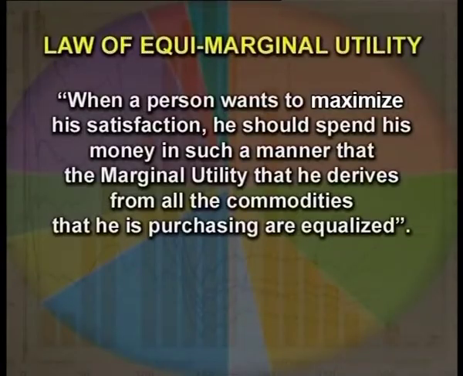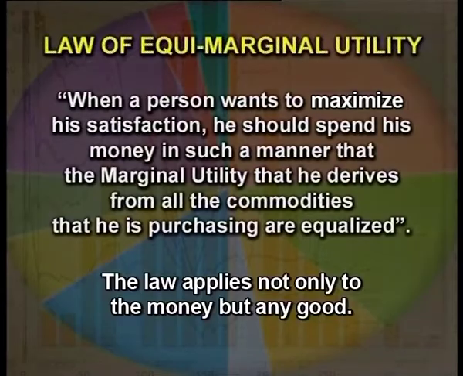Now, the law states that when a person wants to maximize his satisfaction, he should spend his money in such a manner that the marginal utility that he derives from all the commodities that he is purchasing is equalized. This law not only applies to money, but to any good that he has.